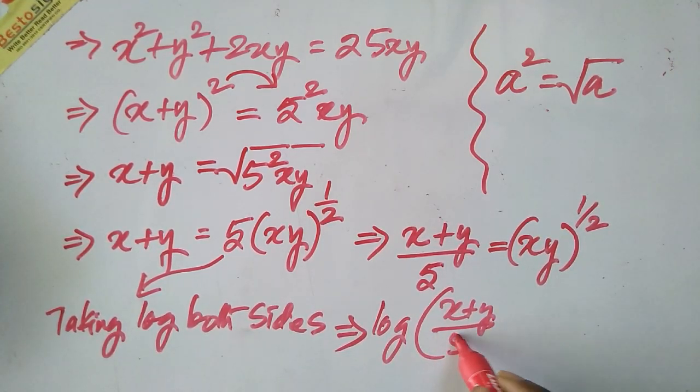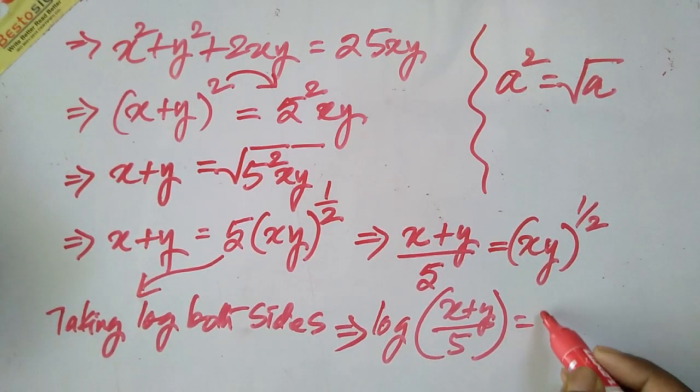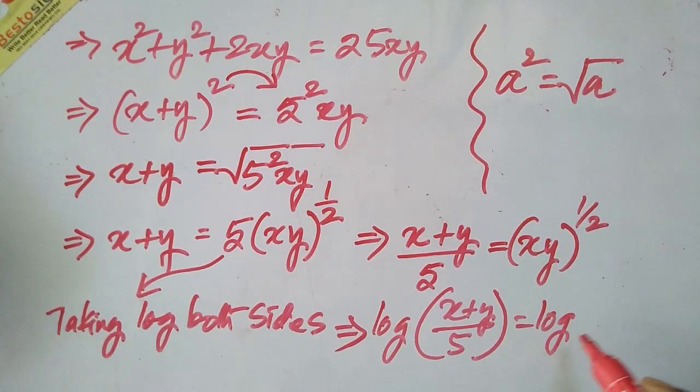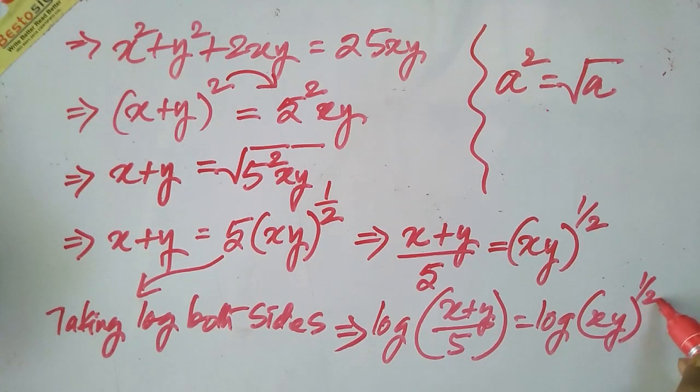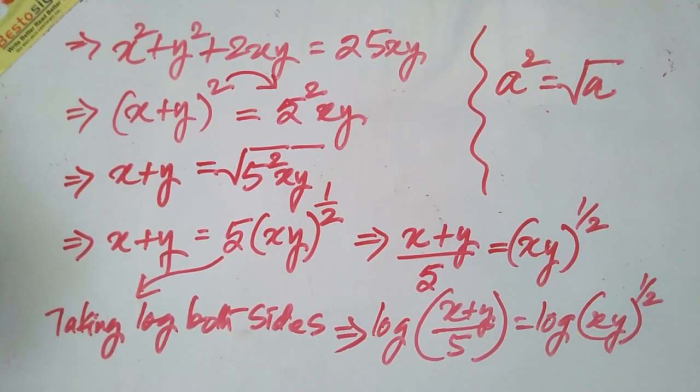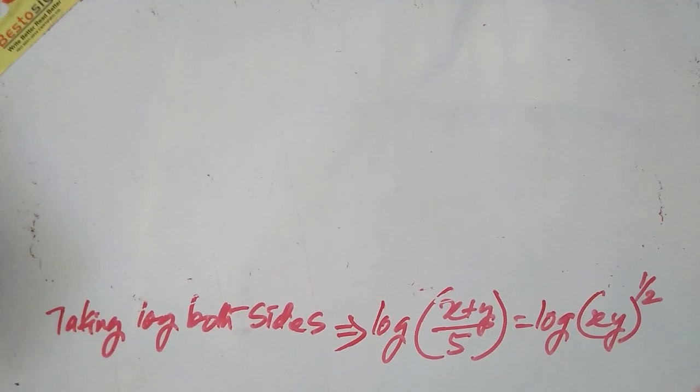x plus y by 5 equals to, now this is your left hand side, right? Right hand side also is logged, so we can write it as log x into y to the power 1 by 2. So this is what we get after we log both the sides. Okay, I hope you have understood till here. Now I'm going to erase the upper part so that we can solve it further. Okay, we'll be continuing from here, right?